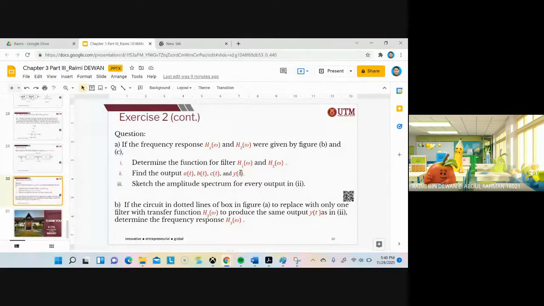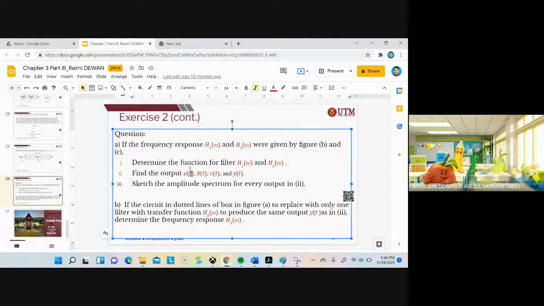Find the output. We see here the question. You need to be careful. It's not always A omega, it's not always frequency domain that they want. You see here they want the time domain. So make sure you read the question carefully. Sketch the amplitude spectrum for every output. So if we want to sketch the amplitude spectrum, is it time domain or frequency domain? This one you ask yourself.